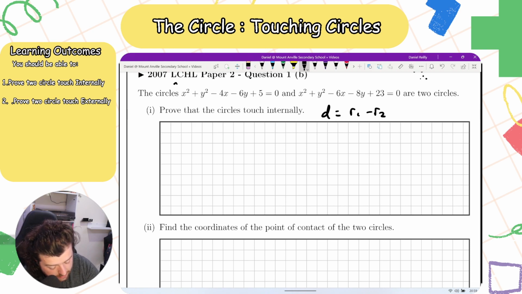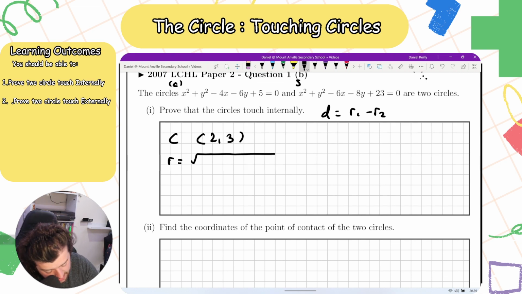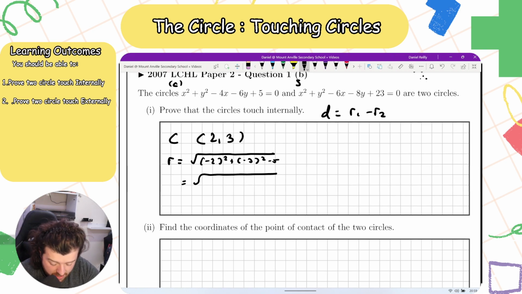So just to kind of speed up the process a little bit, I'm going to call the first circle C and the second circle S. Circle C, the center point: g is going to be minus 4 divided by 2, so it's going to be 2. Minus 6 divided by 2 is minus 3, and then minus f is 2, 3. My radius then is equal to root of (-2) squared plus (-3) squared minus 5. 4 plus 9 minus 5 is going to be root 8, which is 2 root 2. That's my first one.